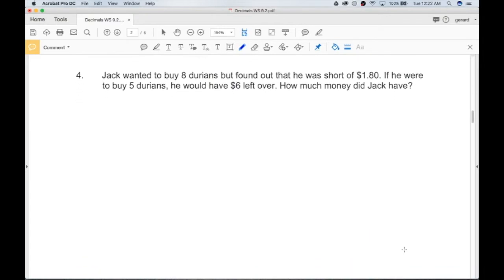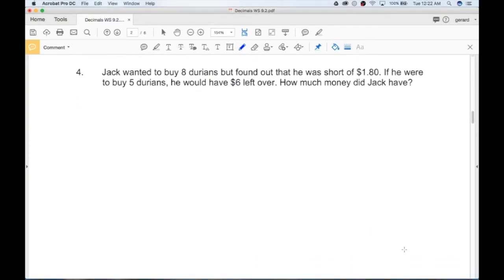Question 4. Jack wanted to buy 8 durians but found that he was short of $1.80. If he were to buy 5 durians, he would have $6 left over. How much money did Jack have? So, okay, for this, what I actually like to draw is, we have to actually use the unit method over here. Okay, so what I'm going to do is I'm going to draw a model over here. Okay, one straight line.